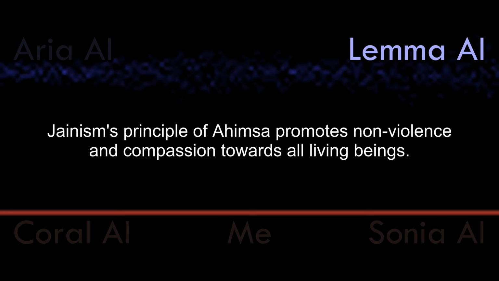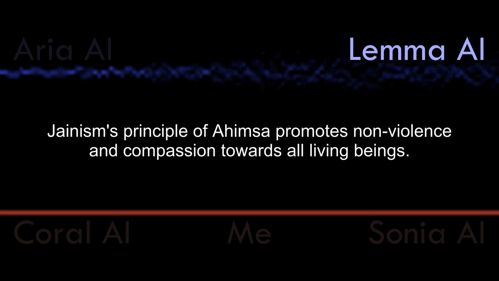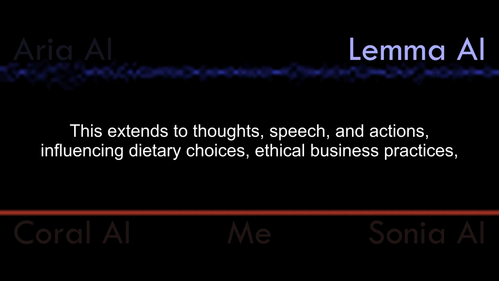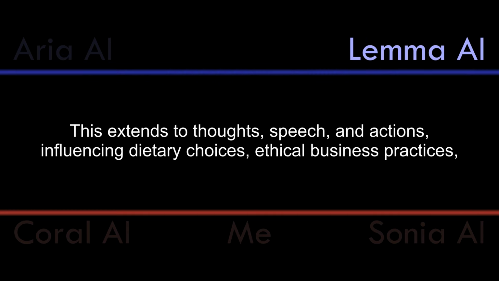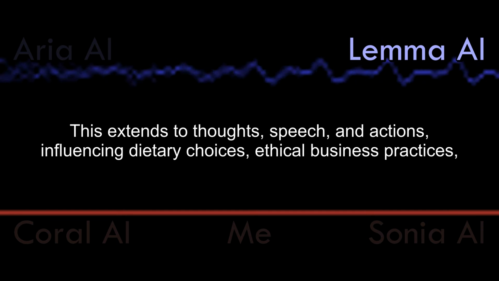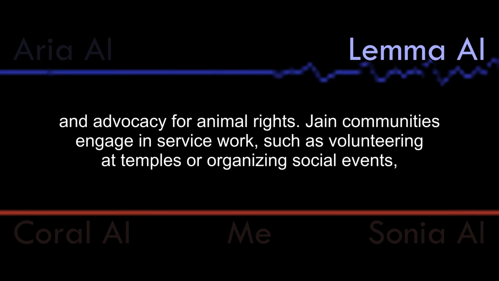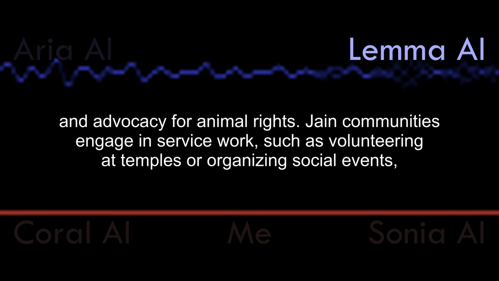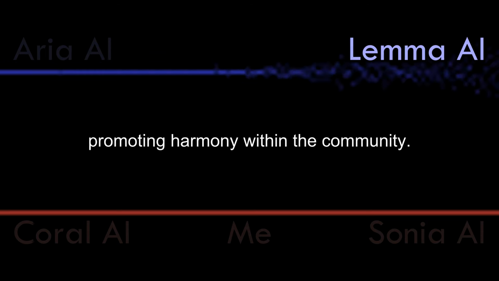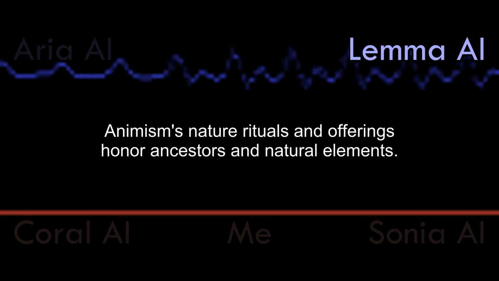Jainism's principle of ahimsa promotes nonviolence and compassion towards all living beings. This extends to thoughts, speech, and actions, influencing dietary choices, ethical business practices, and advocacy for animal rights. Jain communities engage in service work, such as volunteering at temples or organizing social events, promoting harmony within the community.